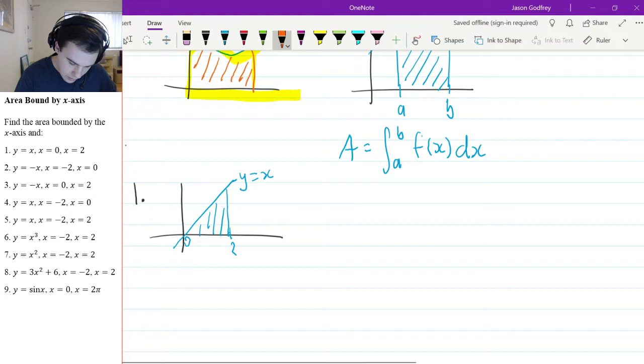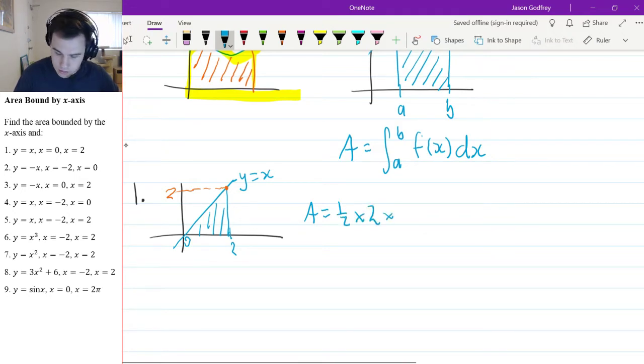We're going to need the height for this triangle. If the x value here is 2, then the y value, the height of the triangle at that point, is also going to be 2. So just using the area of a triangle formula, it would be half times the base of 2 times the height of 2. Half of 2 is 1, times 2 is going to be 2, and because it's area it will be square units, whatever they happen to be.